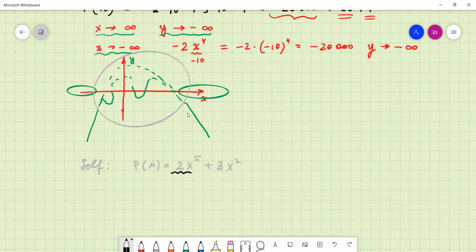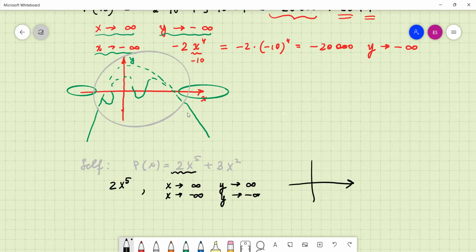So I'm going to look at my leading term, and the leading term is 2x to the power of 5. What is going to happen when x goes to positive infinity? Well, this will go to infinity multiplied by 2, so y will go to infinity. When x goes to negative infinity, this number is going to become negative, right? Just imagine minus 10 to the power of 5 is minus what? 100,000, and minus 100,000 times 2 is going to be a negative number. So y will go to negative infinity.